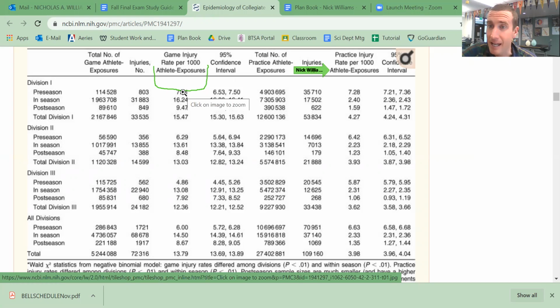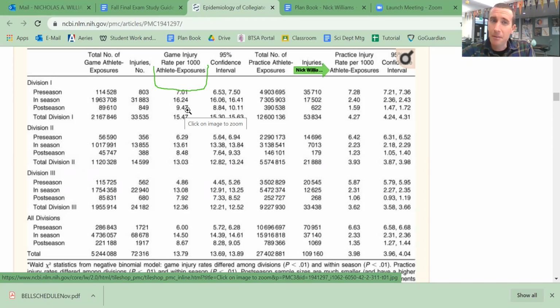I think it makes sense. In preseason, you're just kind of practicing, getting warmed up. You're not really going the hardest. In season, you're going really hard. Now, the one that's confusing to me is that postseason has such a low injury rate.